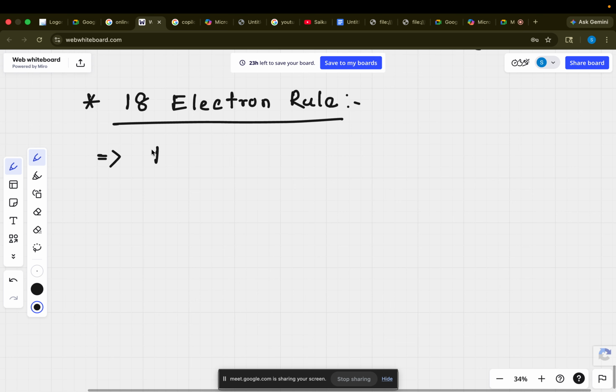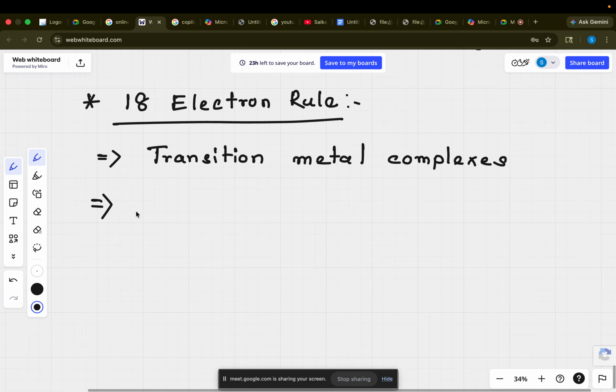So write down one point: this is actually shown by transition metal complexes. Even in an interview they can ask you about the 18 electron rule. NEET and GATE they are not asking nowadays, but in an interview they can ask you.